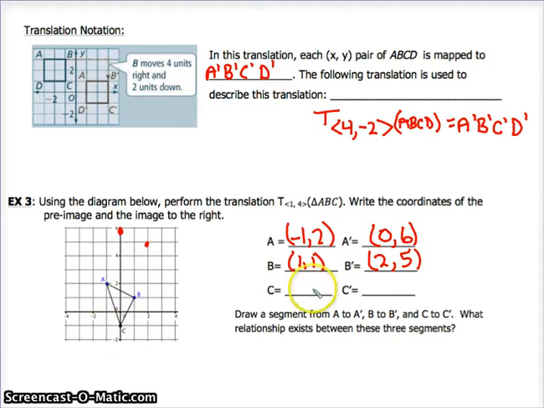And our last one, C, the original is 0, -1. After I translate that point to the right 1 and up 4, I'm left with the ordered pair 1, 3. And we'll go ahead and label that C prime, 1, 3.